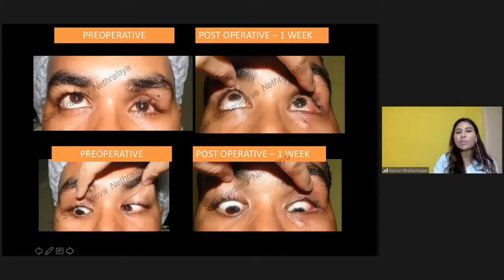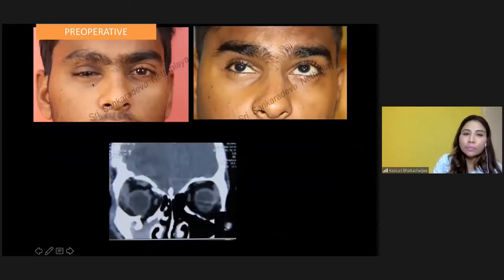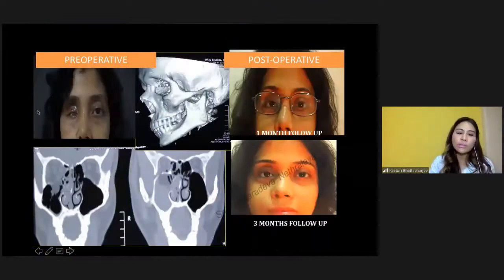This is a patient of a white-eye fracture that you can see here. When the patient looks up, the left eye, the fracture side, does not go up. When the patient looks down, it doesn't go down. So following the surgery, you can see the eye goes up very well, and also goes down very well. This is another patient with a very big fracture, and this is post-operative. You can see very adequate correction, both cosmetically and also with good ocular motility.